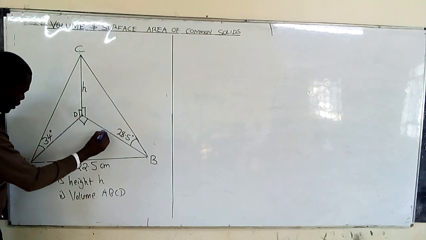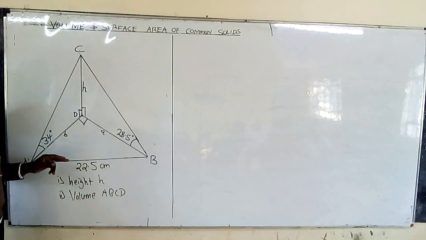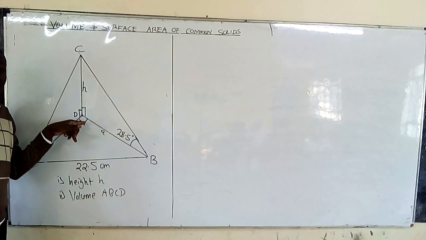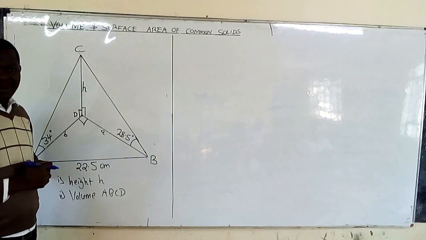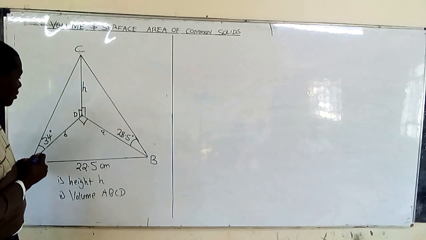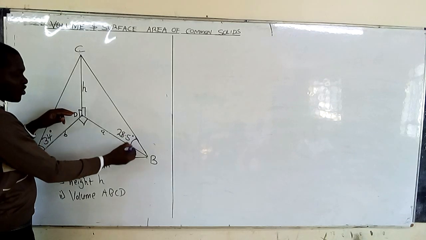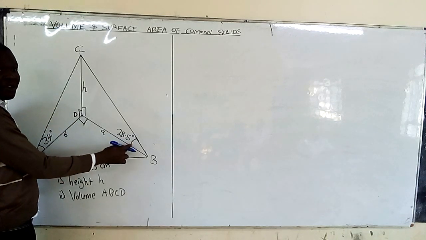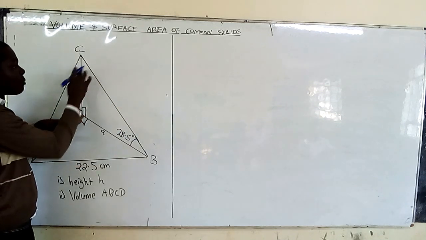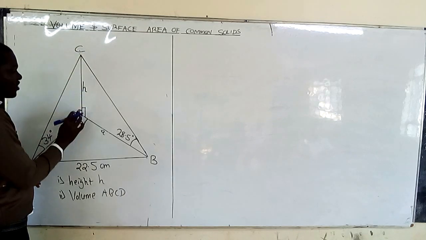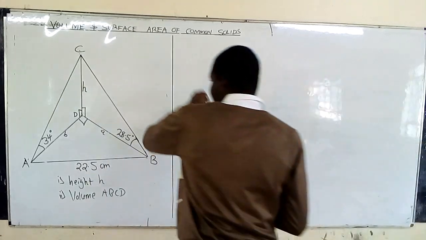If this length is A, and this length is B, then the base area will be a half AB, because this is 90 degrees. It's a right angle triangle. Are we together? Now if you look at this, here this angle you'll be told is 28.5 degrees, and this is 90 degrees. The sum of angles in a triangle adds up to 180, meaning if you pick this triangle CDB, what do you see?